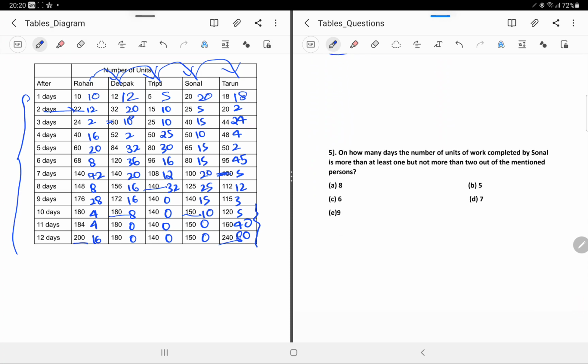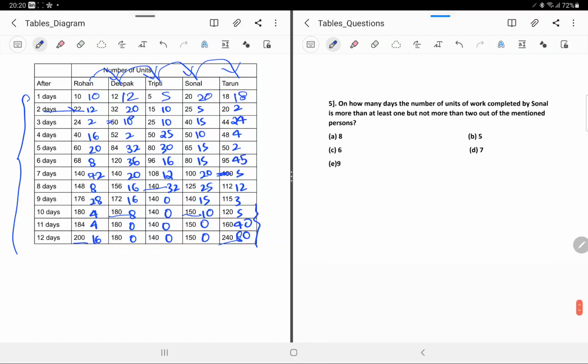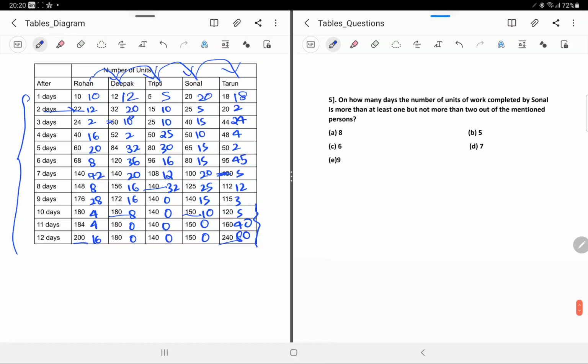Now let's come to the last question. On how many days is the unit of work completed by Sonal more than at least 1, but not more than 2 of the mentioned persons? So Sonal has to do work greater than 1 person, but less than or equal to 2, not greater than 2. Okay, let's see.